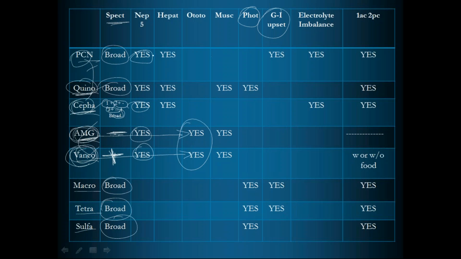All right, electrolyte imbalance, we have penicillin and cephalosporin, period. That's it. And if you see here, the medication should be given on an empty stomach, 1 hour before, 2 hours after, for all of them. Aminoglucosides, no. Why? Because there is no PO; everything is intramuscular or IV. And the vancomycin is with or without food, right? It doesn't matter, with food or without food.